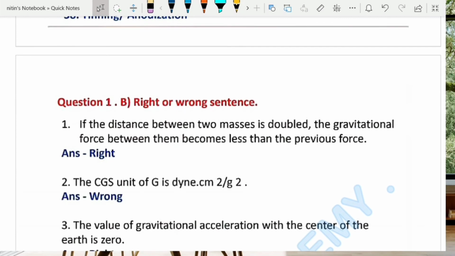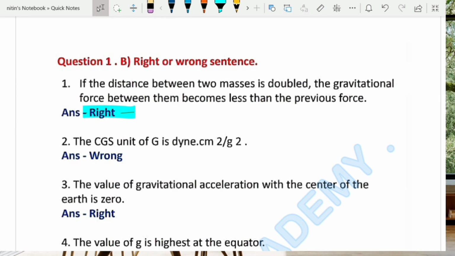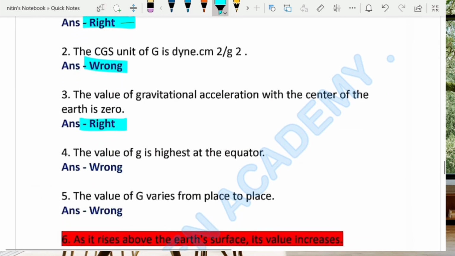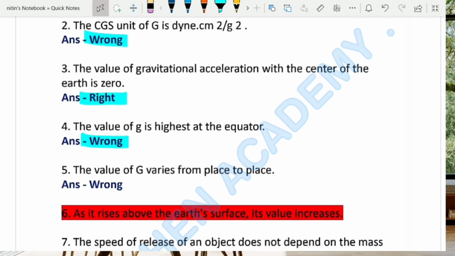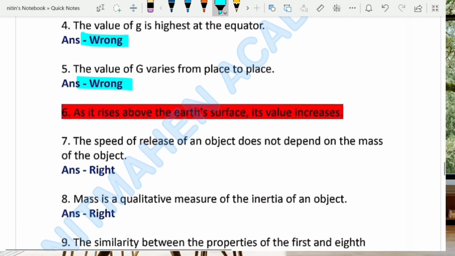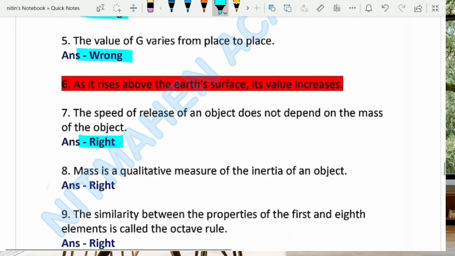If the distance between the two masses is doubled, the gravitational force between them becomes less than the previous force, is right. Okay. The CGS unit of the dyne is g cm per s squared, wrong. The value of gravitational acceleration at the center of the earth is 0, absolutely correct. The value of g is highest at the equator, wrong. The value of g varies from place to place, wrong. Question 6, it is not available in your state board, delete 4. The acceleration of the object does not depend upon the mass of the object, is right.